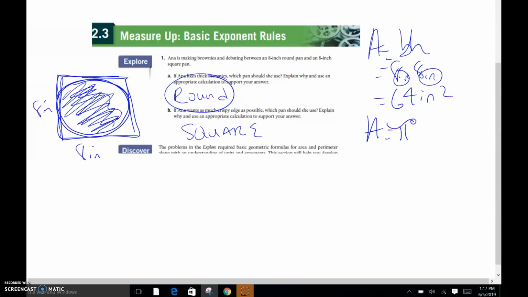And a circle is pi r squared. And most of you have a pi key. If you don't, use 3.14159, or in MyMathLab, if they say 3.14, that's fine. But if it says use the pi key, use it.